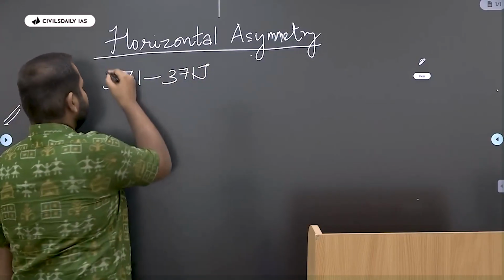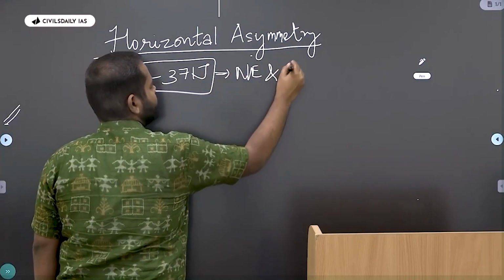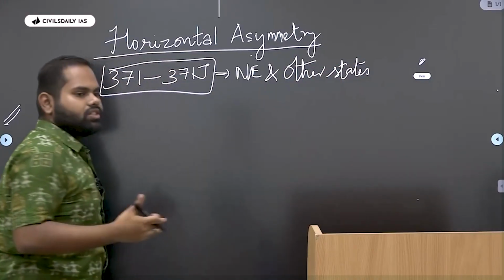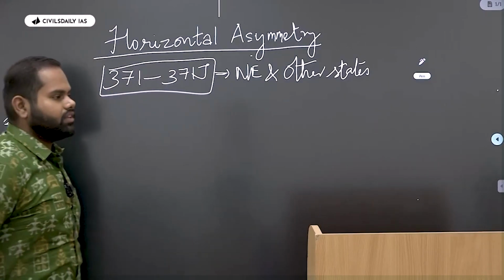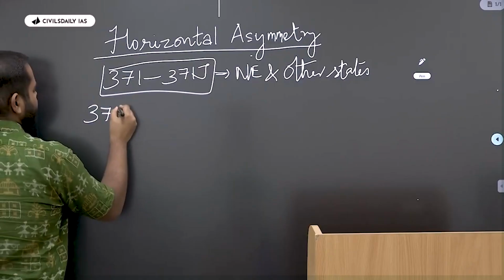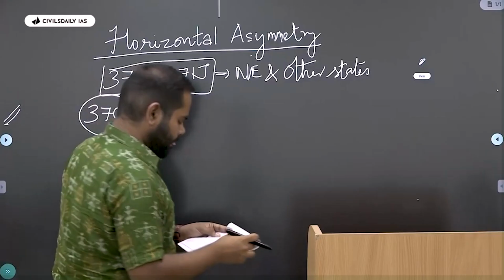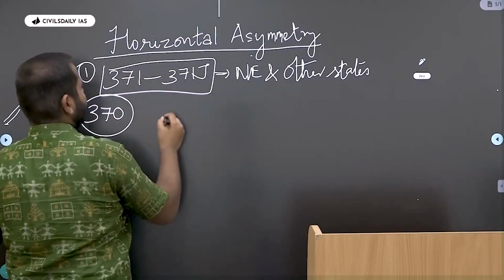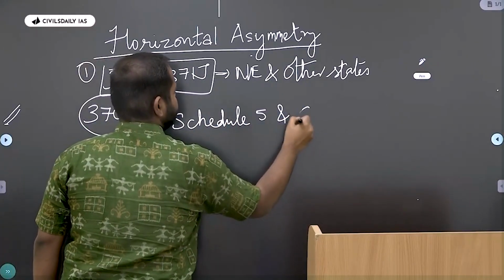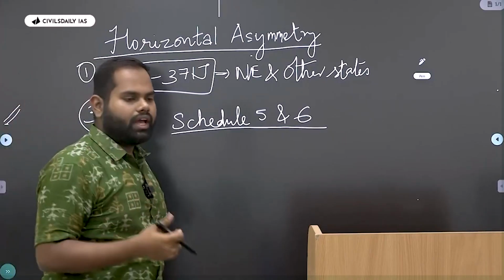For mostly northeastern and other specific states, for their own distinct culture, for their own historical past and everything, for their administrative ease, we have this. Now this has been removed, but 370 had a similar purpose as well. Then we have the Schedule 5 and 6 as well, which is more oriented towards the tribal population and the disprivileged society.